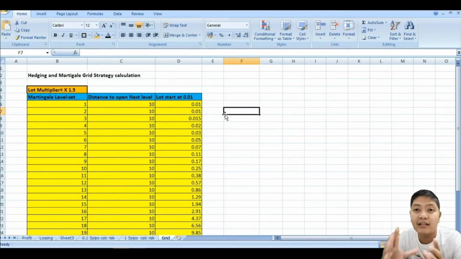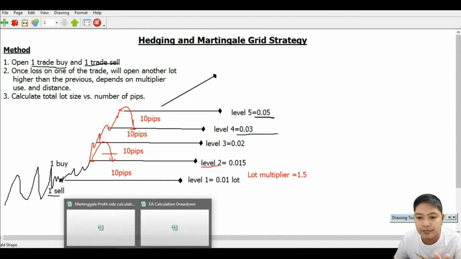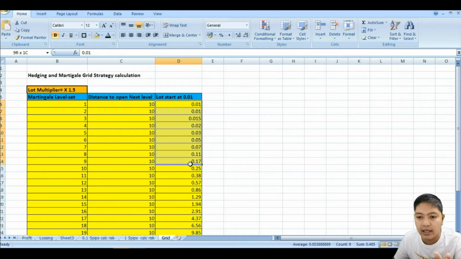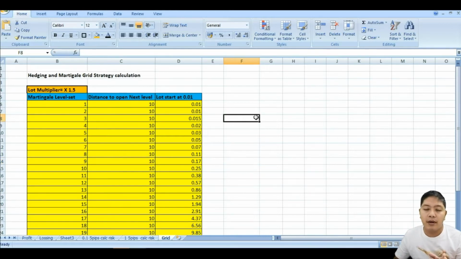I'm designing this EA on my website, and I will share it with you later on. I'm designing it so that it will double up, opening the same lot size as the previous one, and only then start to martingale. The multiplier will be 1.5 here, so this is 1.5, 1.5. Okay, so this is the thing here. Now, let's say you're expecting that you're going to lose about maybe 50 pips or 100 pips from that particular trading.